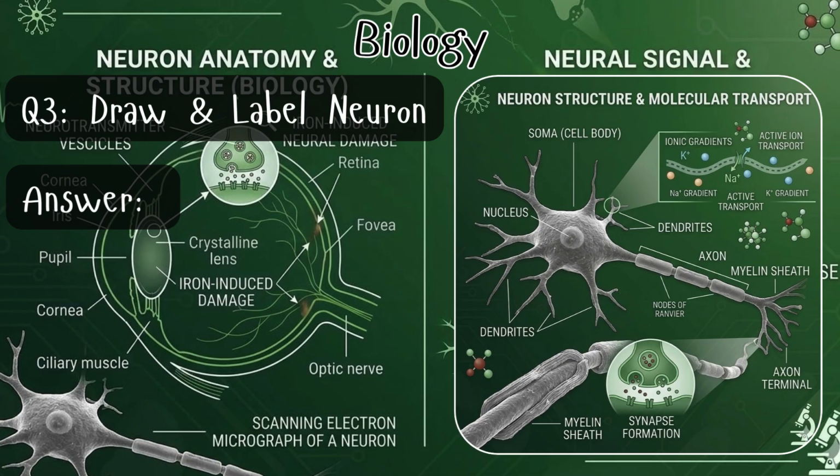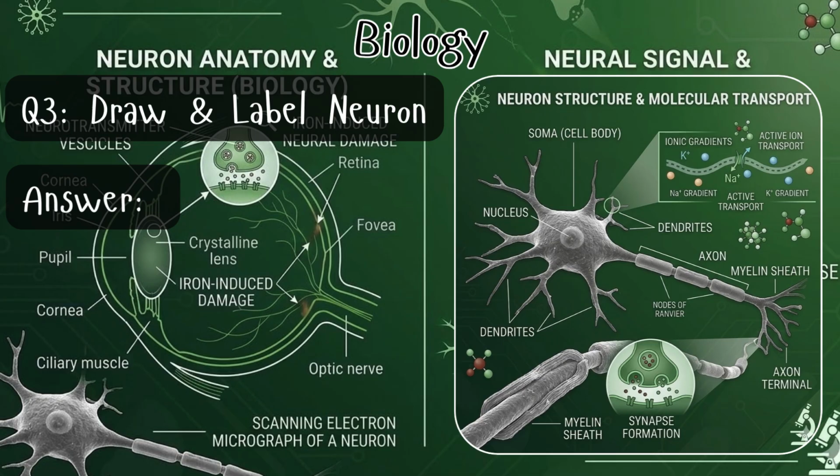The cell body, soma. This is the main part of the neuron, like the headquarters. It contains the nucleus, which is the cell's control center. It processes incoming information. The dendrites. These are like numerous tiny antennas or branches sticking out of the cell body. Their job is to receive messages, like faint electrical signals from other neurons.